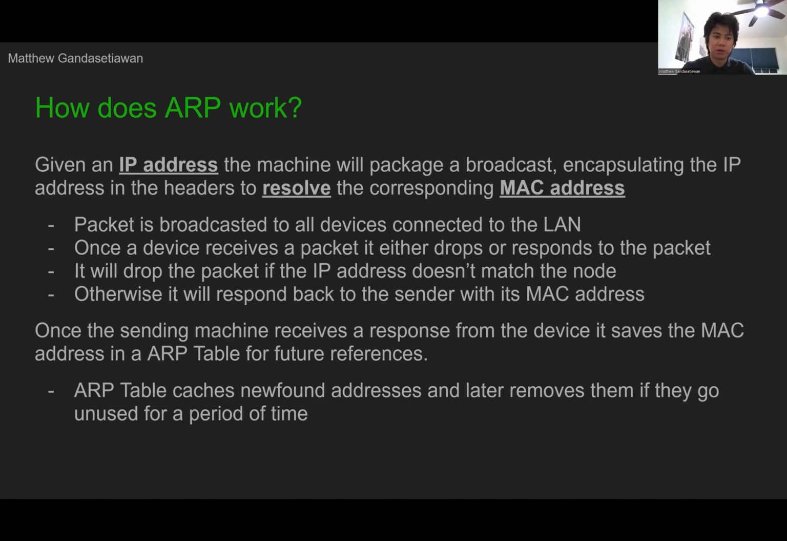So how does ARP work? Given an IP address, the machine will package a broadcast, encapsulating the IP address in its headers to resolve the corresponding MAC address. The packet is broadcasted to all devices on the connected LAN, and once a device receives a packet, it either drops or responds to the packet. It will drop the packet if the IP address doesn't match the node, otherwise it will respond back to the sender with its MAC address. Once the sending machine receives a response from the device, it saves the MAC address in an ARP table for future reference. And again, it does remove it after a periodic amount of time.